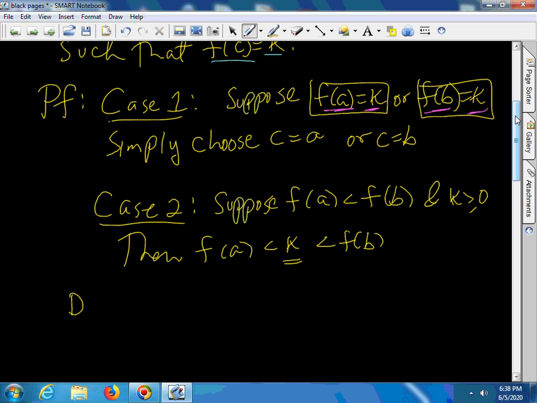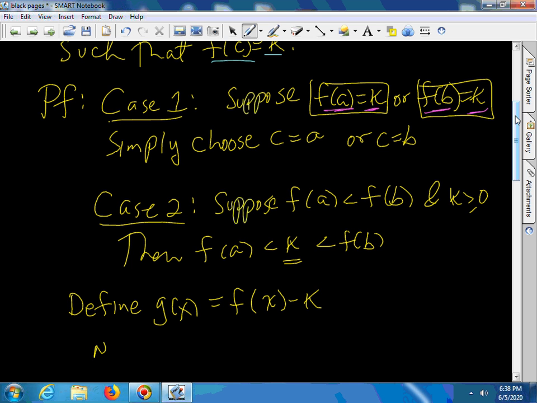So we are going to define a new function. We're going to define g of x to be f of x minus k. We bring down the function k units, so now we really want to find g of c that equals 0. G of c equals 0.